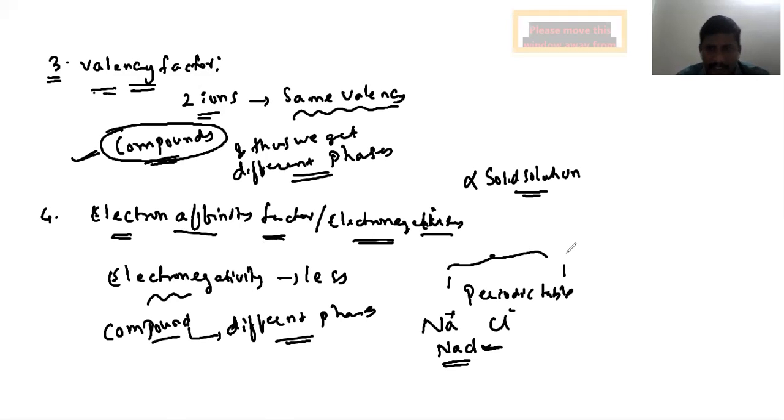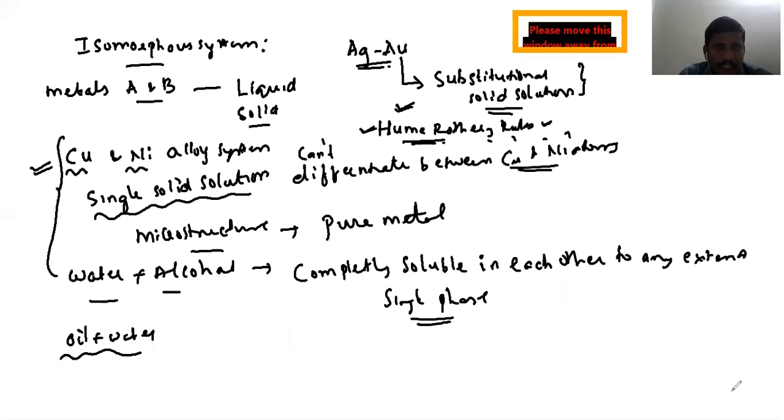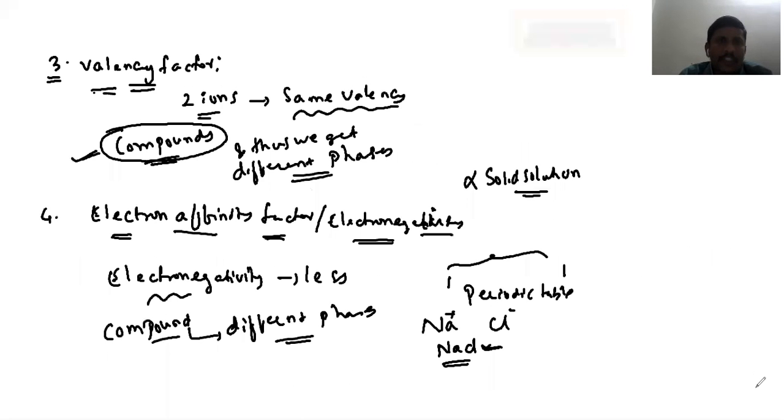So in this video we have seen the application of the lever rule, some examples which constitute the isomorphous system, and the governing rules to form a substitutional solid solution, which are called the Hume-Rothery rules. In my next video we will learn the microstructure observation of an isomorphous system.